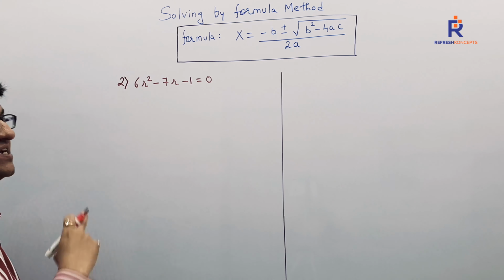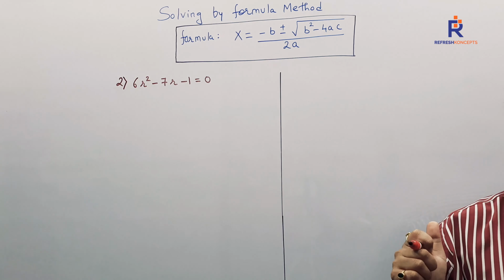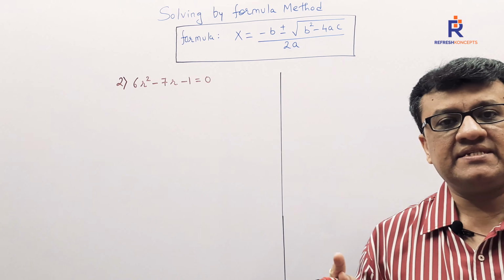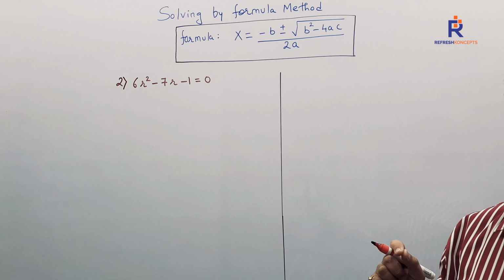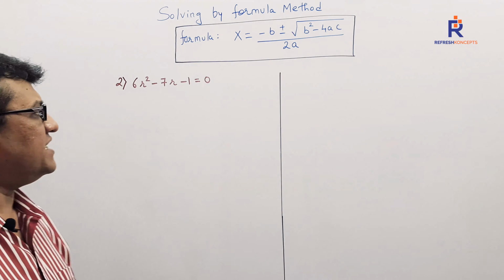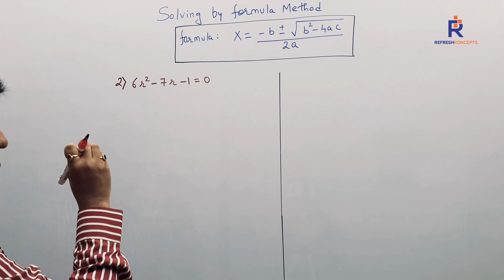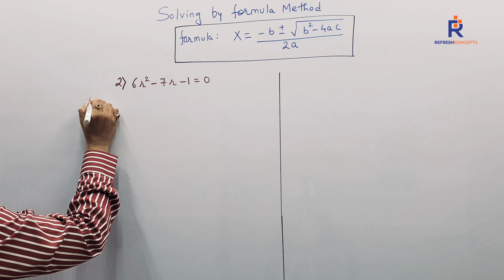As you are aware, whenever a particular sum is given to us, we first check whether it's in the standard form or not. If not, we'll make it. And it's only after that we try to compare with the standard form to get the values of a, b and c. So here, my question is in standard form, so we can directly compare with the standard form. This is the point you have to keep in mind.